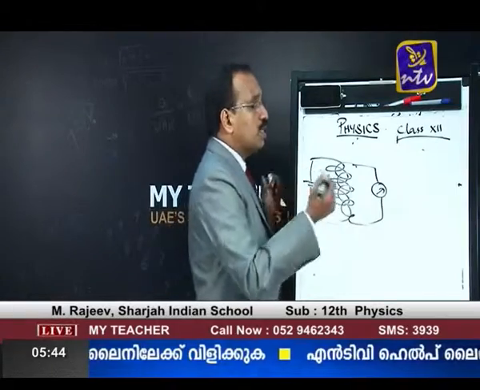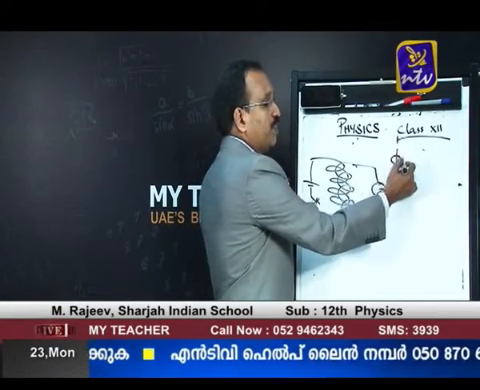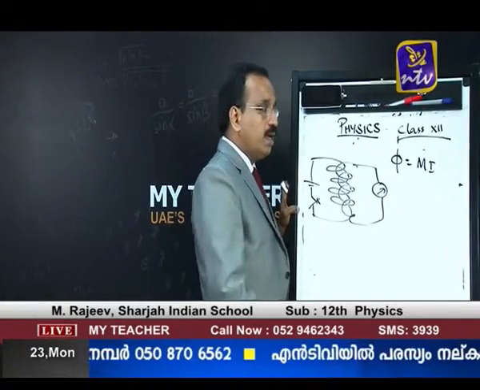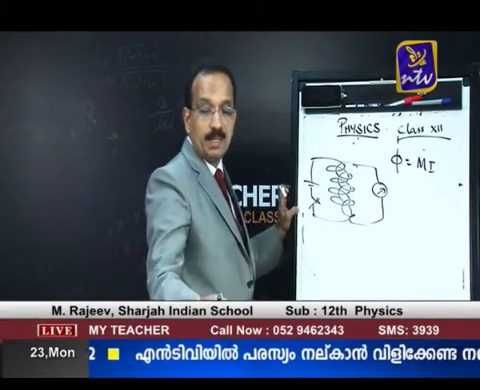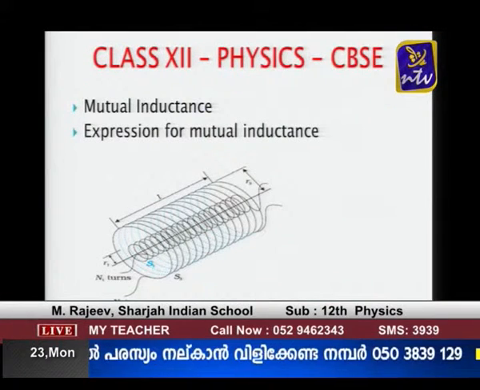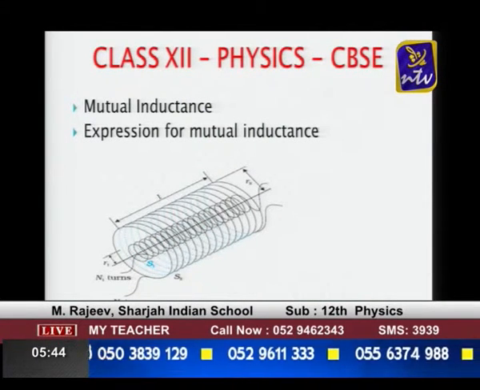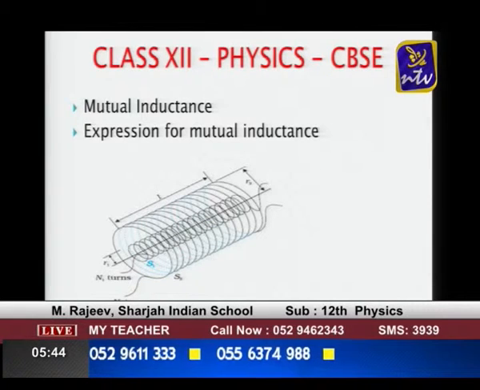So, they are similar to the other one, we have the equation phi is equal to MI, where M is called mutual inductance, the unit is Henry again, and between two coils, have a look at the diagram. On the screen you can see two coils kept like that, you might have seen the diagram. Yes, two coils of radii R1 and R2.